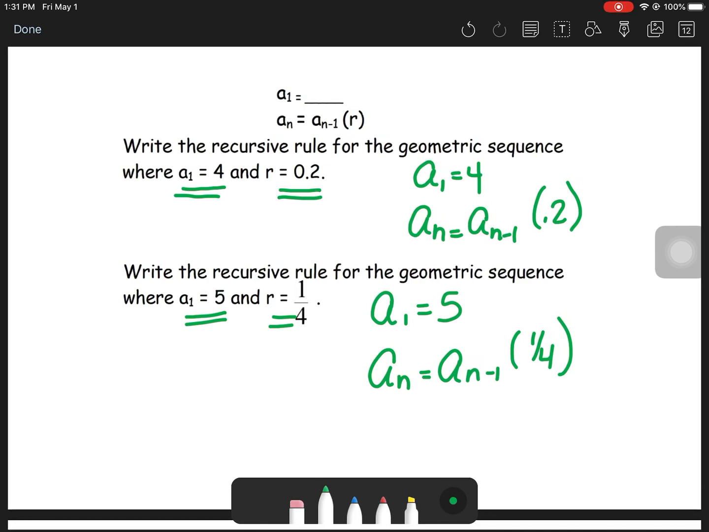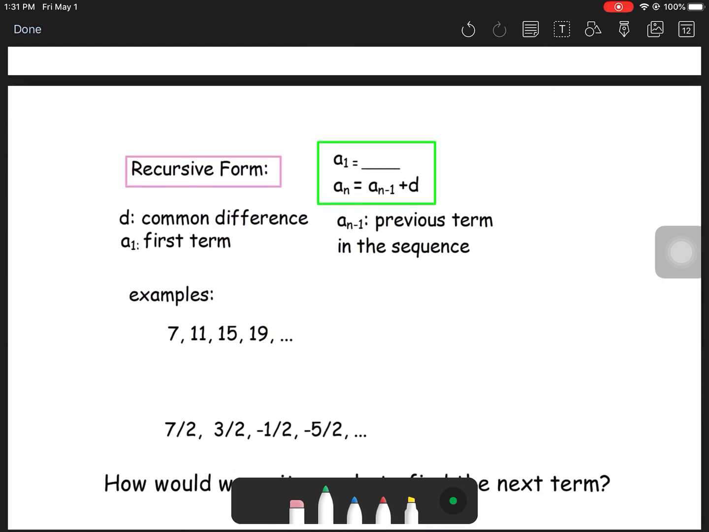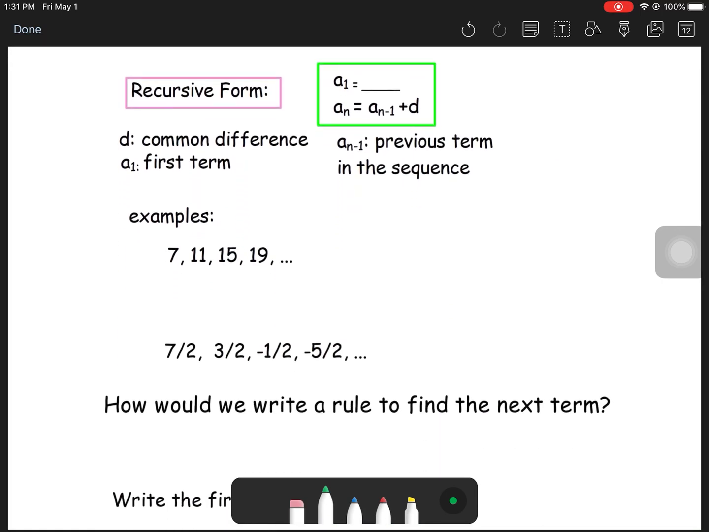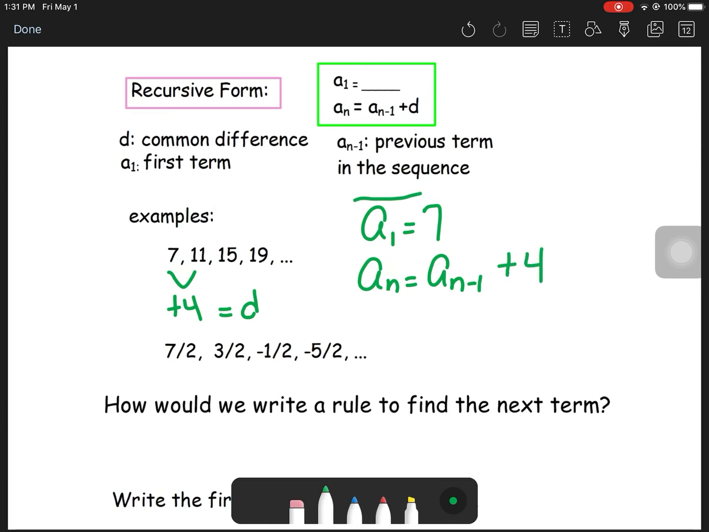Very straightforward. Now we're going to learn how to do it with the arithmetic sequence, okay? So we always need the first term and we need the difference. That's it. So on this particular one, we're adding 4. So my difference is 4. So you have to write the first term. That is required because we must have a starting point. Then after that, every time we want to do the next term, we take the one before it and we add 4. That's called the recursive rule.